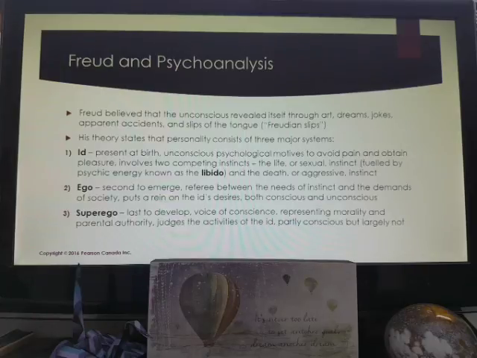And then finally, the third major system was the superego. The superego is the last system to develop of the three, and it represents the voice of conscience. So it represents morality and parental authority. It judges the activities of the id, so it looks down upon the id, and in this way it makes us feel both pride and shame. If we do good things, then it makes us feel good about ourselves, but if we give in to the id's desires, it will make us feel shameful and guilty. And it is partly conscious, but largely not. So id is unconscious, ego is both conscious and unconscious, and superego is mostly unconscious, but partly conscious.